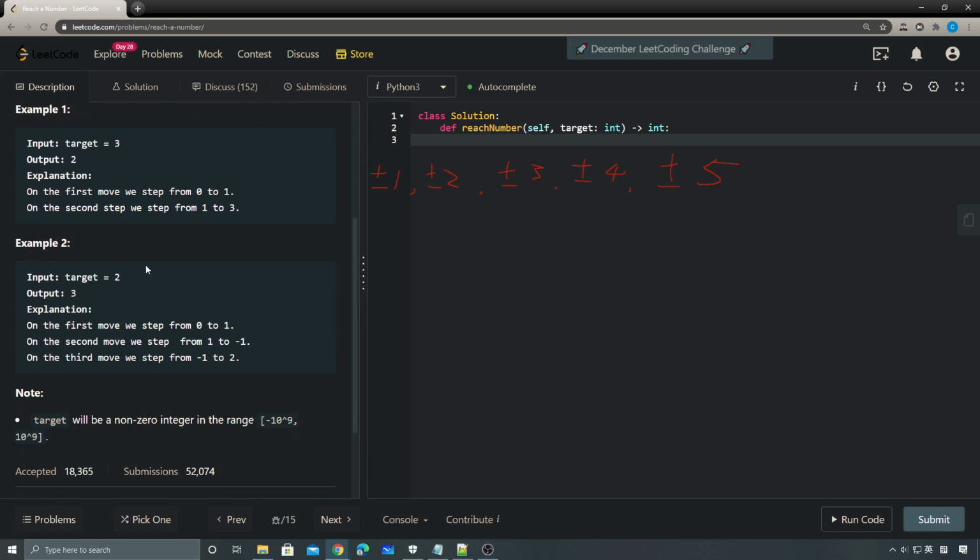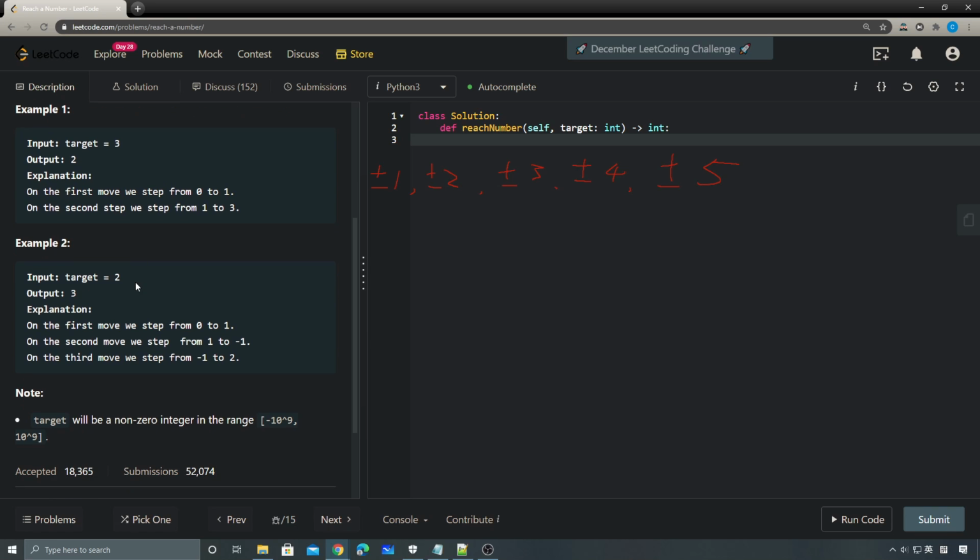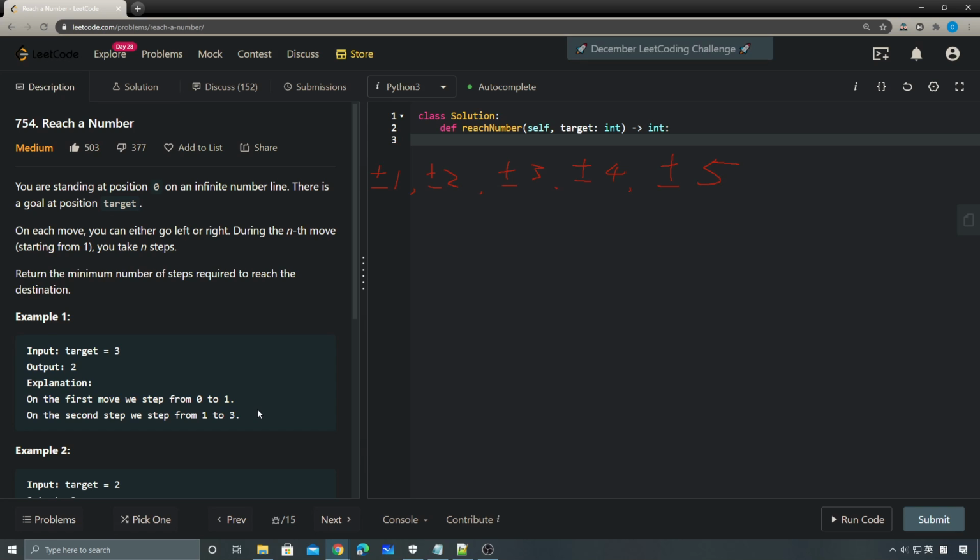And there are some examples. Cool. And there are the constraints. The target will be a non-zero integer, and the range is pretty big, like 10 to the power of 9.